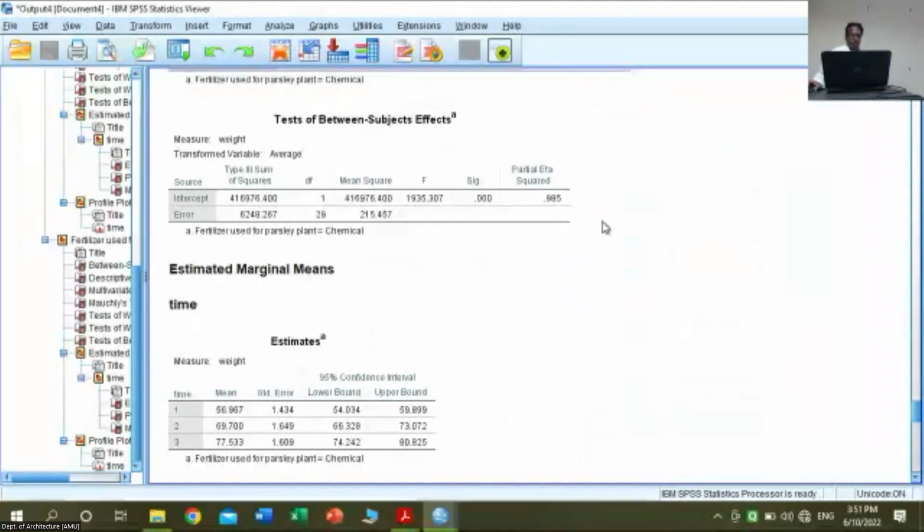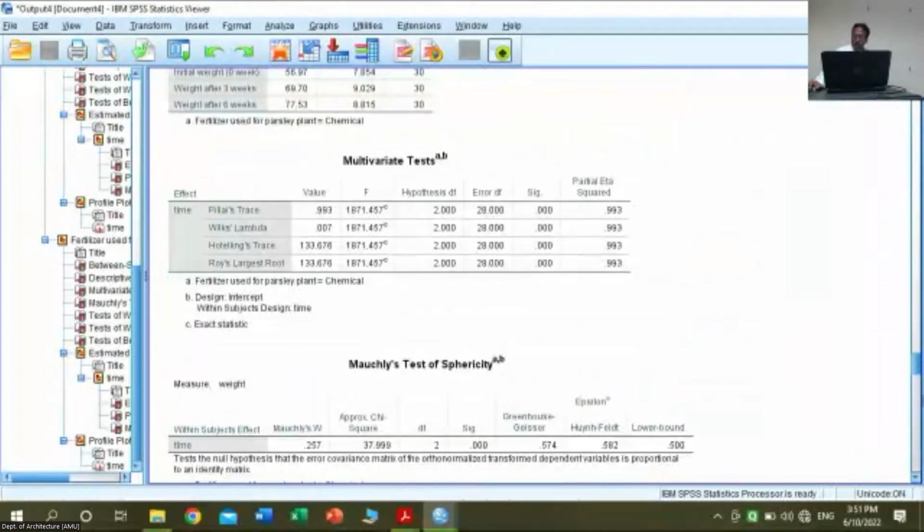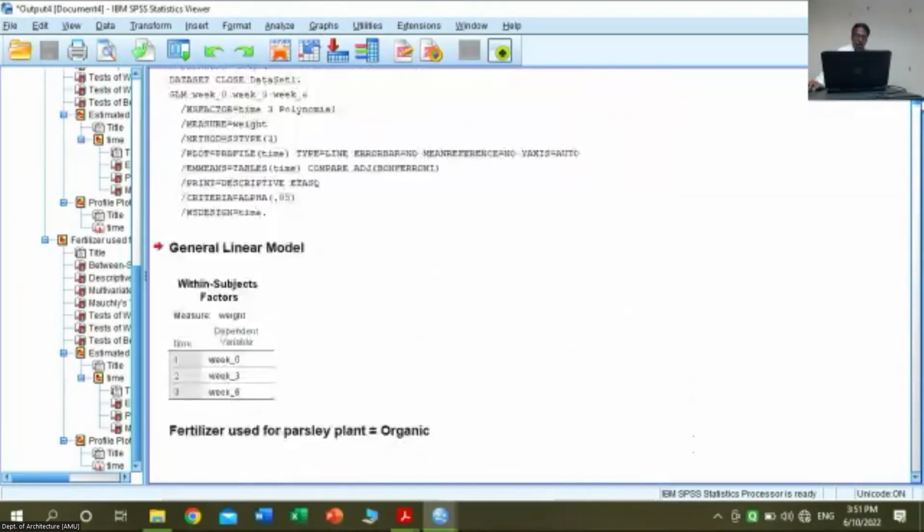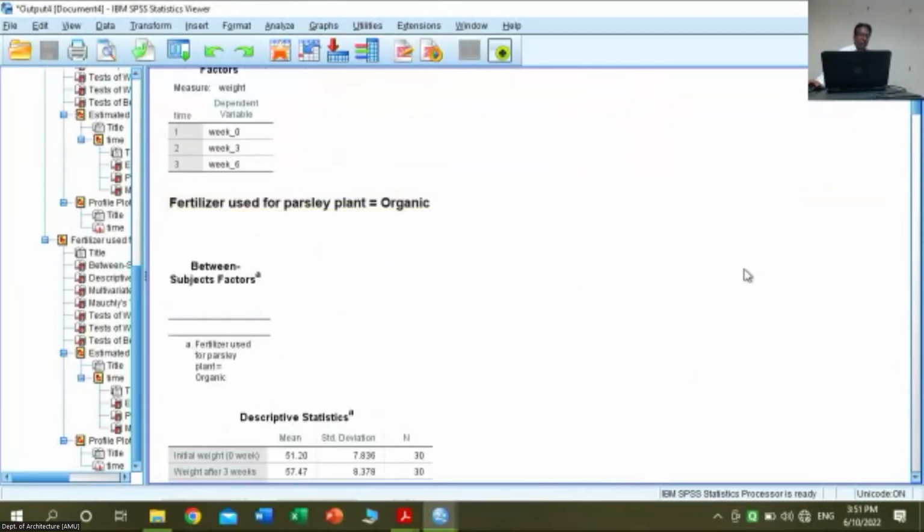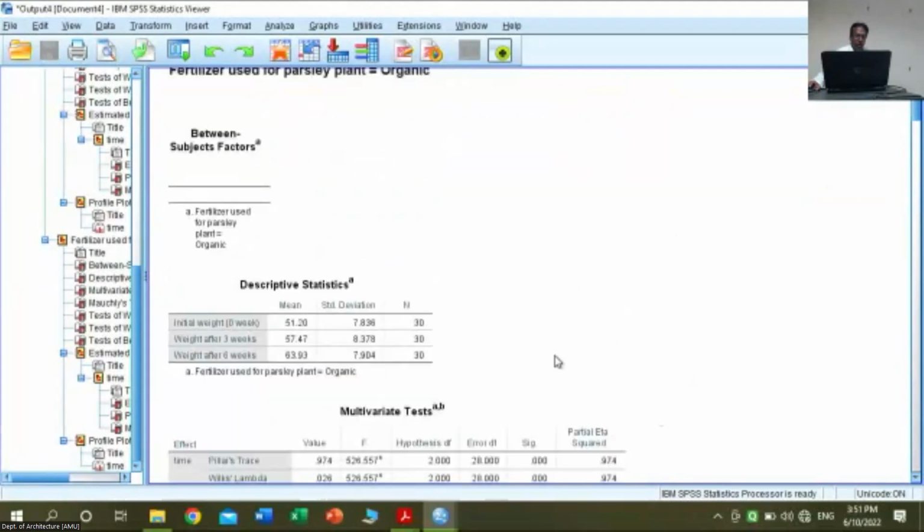So see here, the first fertilizer is organic fertilizer, and here the table for descriptive statistics is given, and the mean weight in 0 week, 3 weeks and 6 weeks are given, along with the standard deviation and number of plants in each plot. So here the mean weight after 6 weeks is maximum, you can observe easily. Okay. So the first question is answered here. The answer of the first question is given. That means the mean weight after 6 weeks is maximum.